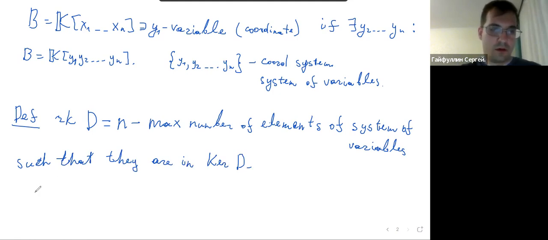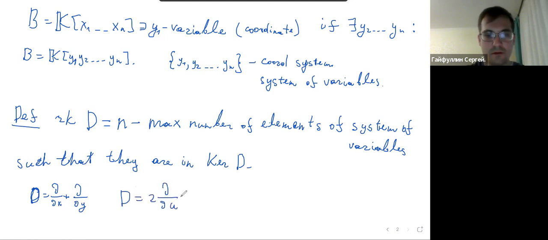So let us return to our example. If we have D as the sum of two partial derivations, then we have the following. D is equal to 2 partial derivation on u, and so v belongs to the kernel of D. Then the maximal number of elements in one system of variables which belong to the kernel is, of course, equal to 1, because I can't find a system of variables such that both variables belong to this kernel. And hence the rank of D is equal to 1 again.